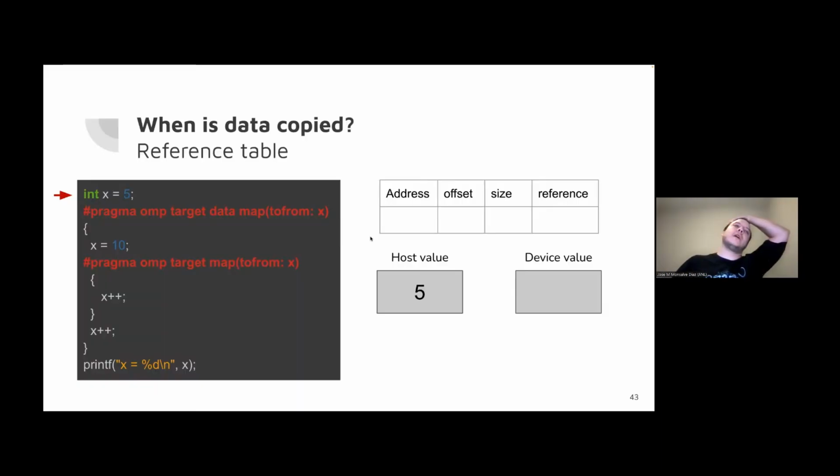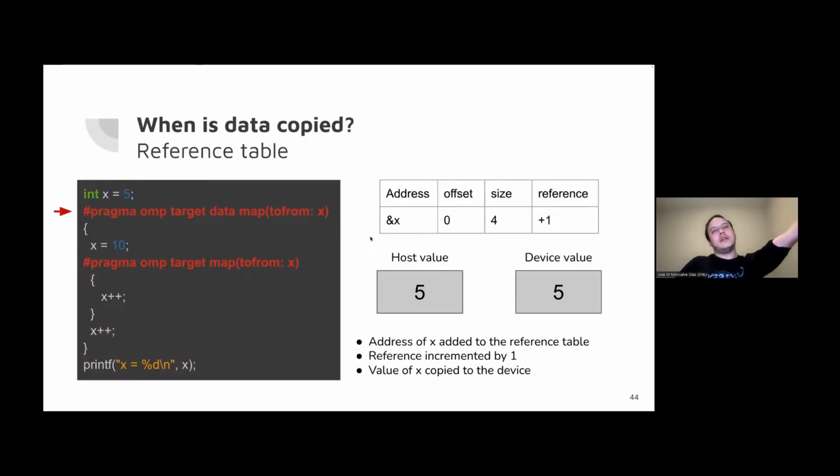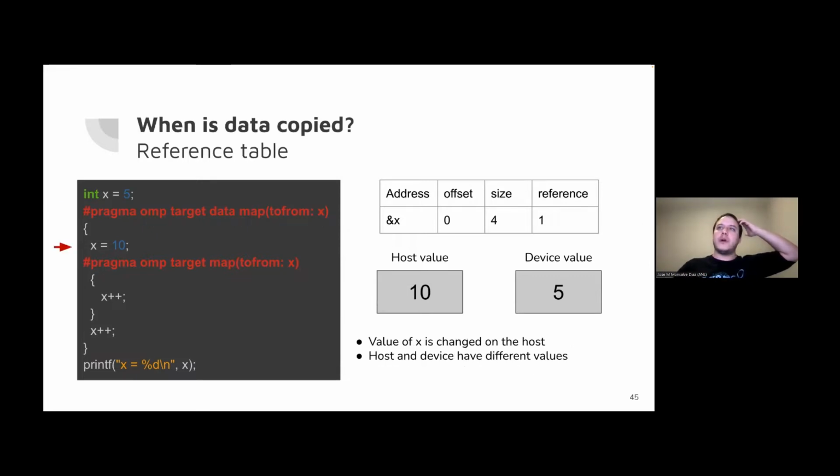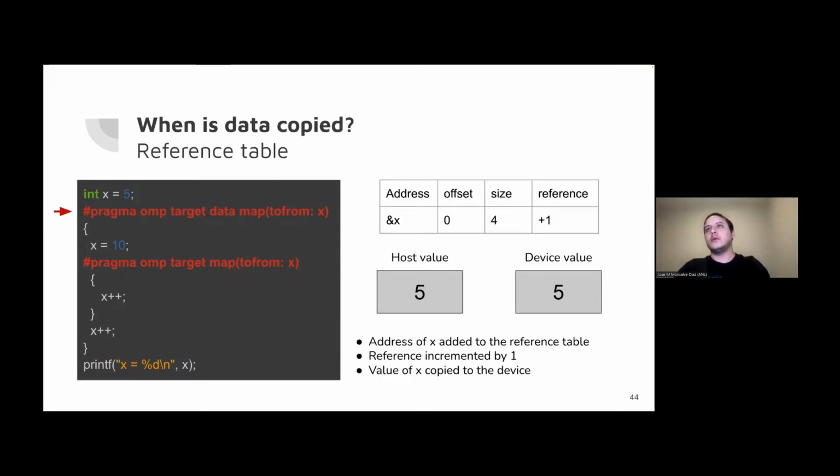So again, we begin. We have the value X in the host, we do the mapping, we put it in the table. The reference is 0, we increment it by 1, we make the data copy. We go and execute code inside of the target data region. Remember, target data region code is still executed in the host. So what I'm doing is changing the host value here.